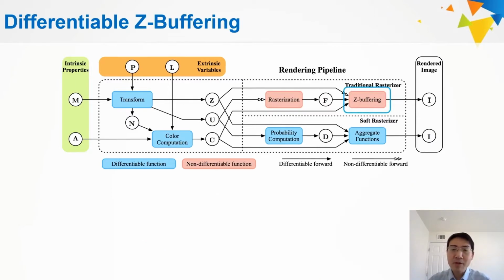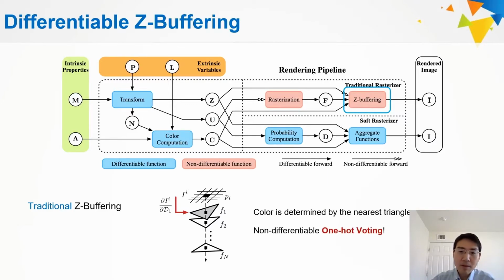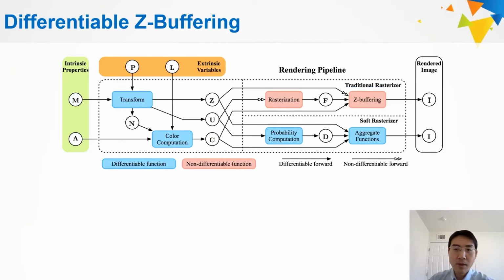Okay, now let's talk about the z-buffering. Traditional z-buffering is like this. We have point pi. Okay, let's use an axis towards the cameras. There are many surfaces that have intersections with this point, but only the first one has the contribution to the point P. Because it is one hot voting, it is not differentiable. How do we make the z-buffering process a differentiable step?